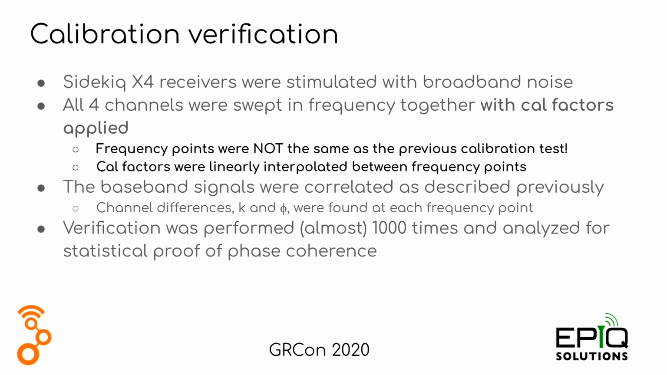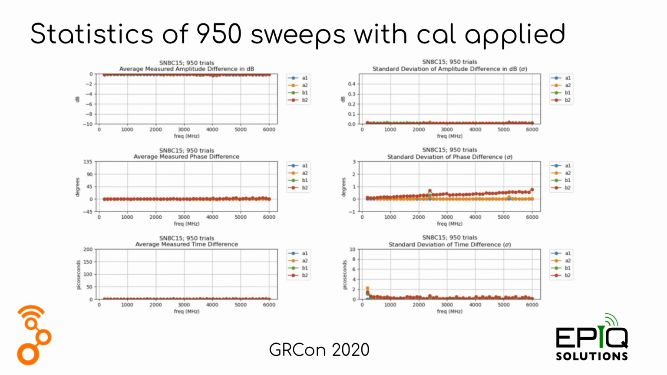So we repeated that same sweep. And as you can see, the amplitude differences basically nullified, and so are the phase differences. This is with the cal applied. So every time we tune to a frequency, each set of samples is complex multiplied by those cal factors to null out the differences. Again, we're feeding in noise, so we have a high degree of resolution here.